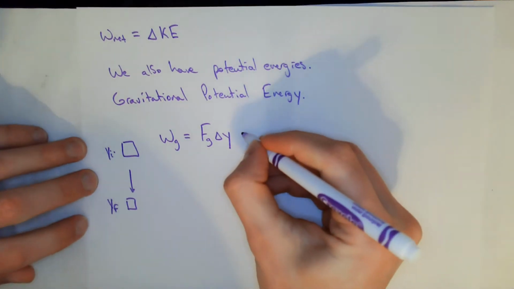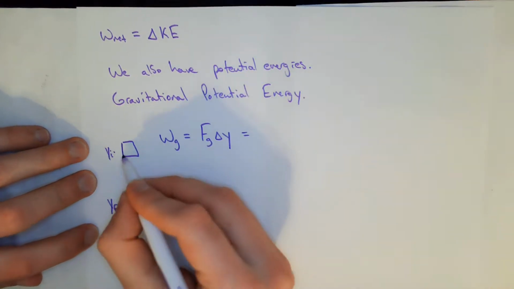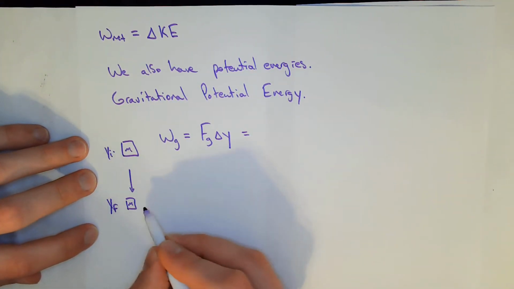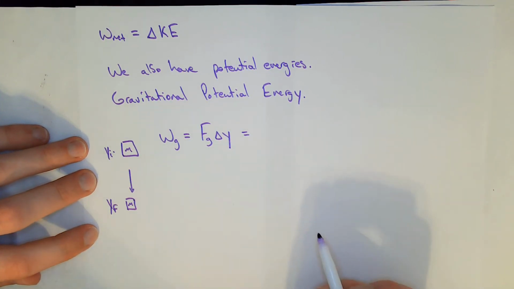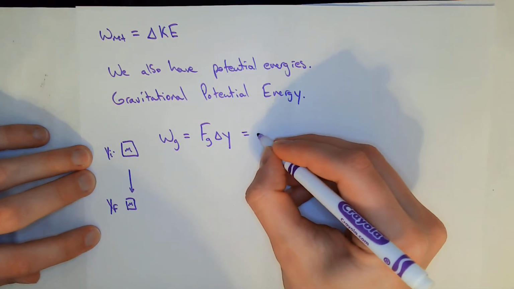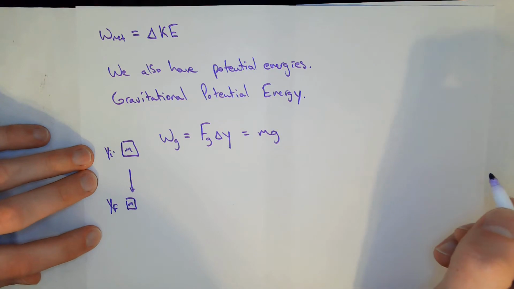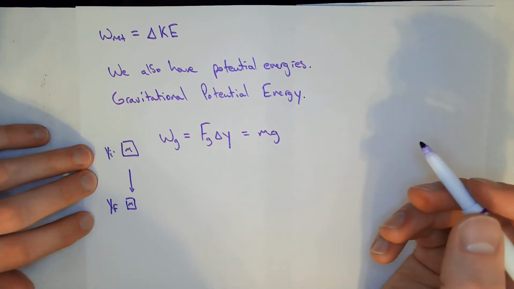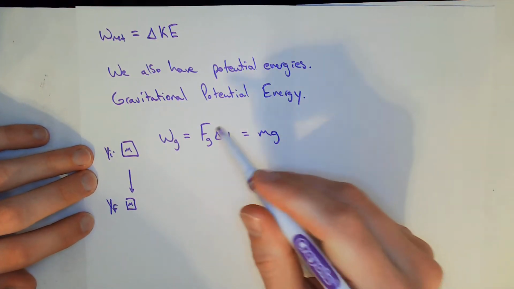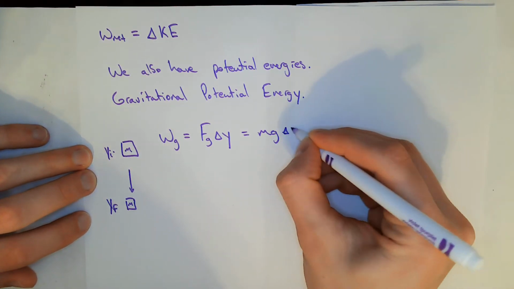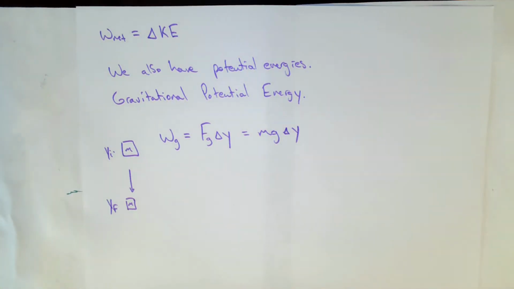So what is the force due to gravity though? If this is an object of mass m, then the force due to gravity is mg, right? We've drawn that a million times on our force diagrams. Force due to gravity is mg, and then I'm going to stack on delta y there.